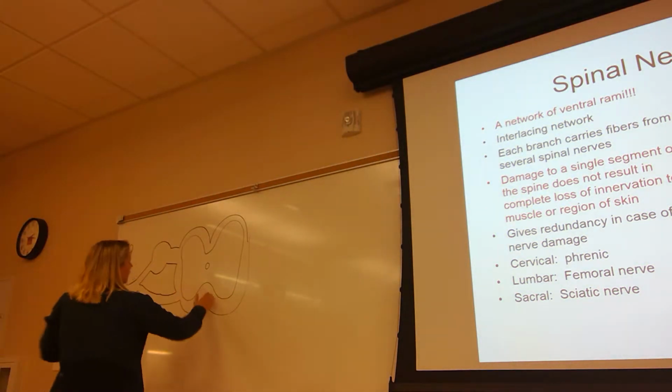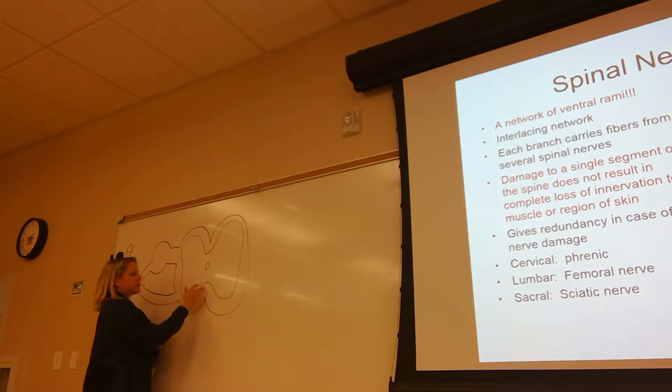All of this out here is your white matter. Everything in here is your gray matter. This would be your dorsal horn. This is your ventral horn.